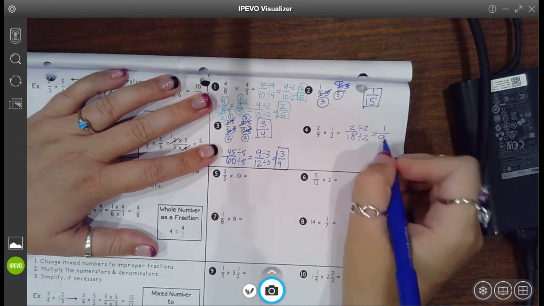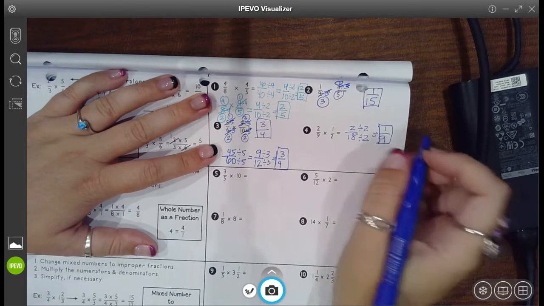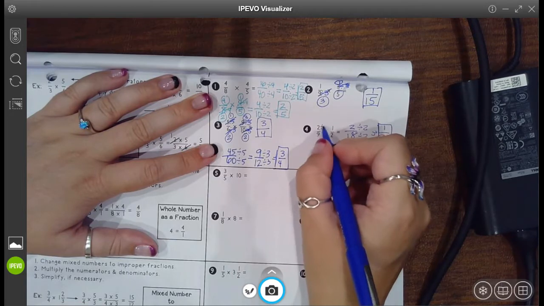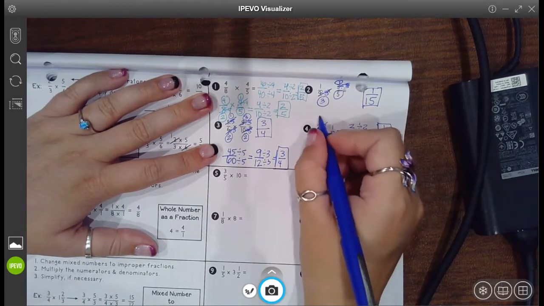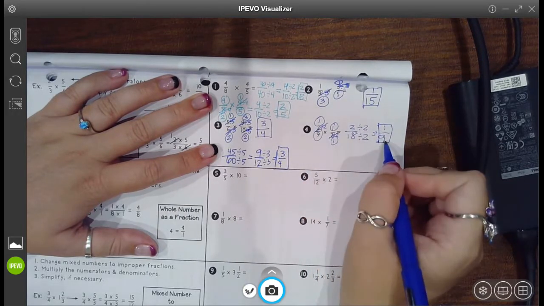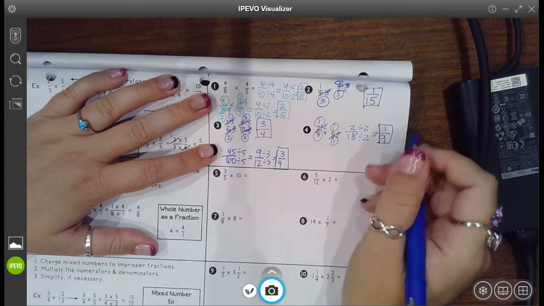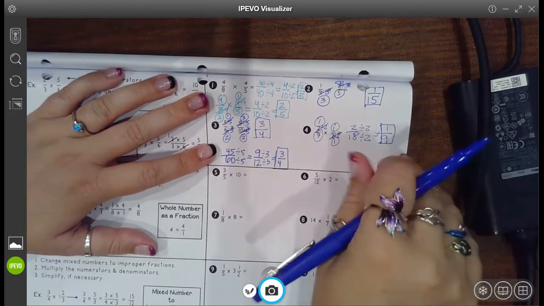18 divided by 2 is 9. And that's as far as we can go. That's fully simplified. But had you cross-canceled by 2, 2 divided by 2 is 1. 2 divided by 2 is 1. 1 times 1 is 1 on top. And 9 times 1 is 9 on the bottom. So see how I would have gotten to the final answer in just one step if I had cross-canceled first.